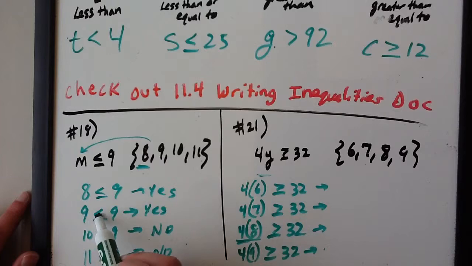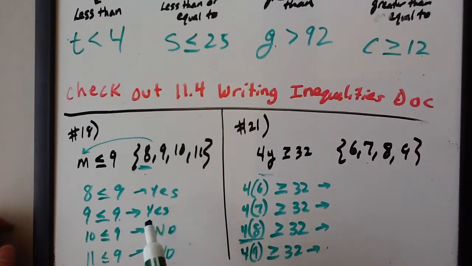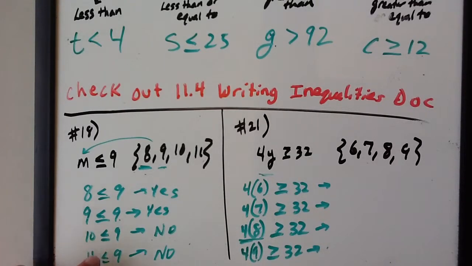Is 9 less than or equal to 9? Well, it's not less than, but it is equal to, so we would say yes, 9 is also a solution. What about 10? Is 10 less than or equal to 9? No, it's not. It's in fact greater than. So 10 is not a solution to the inequality. What about 11? No, same thing as 10. It's greater than, and so it is not a solution to the inequality.